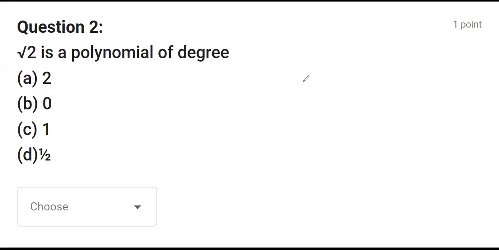Now, many of you write this 2 under root 2 as 2 raised to the power half, and you consider half to be the degree. You should know that the degree of a polynomial is the highest power of the variable and not that of the constant.